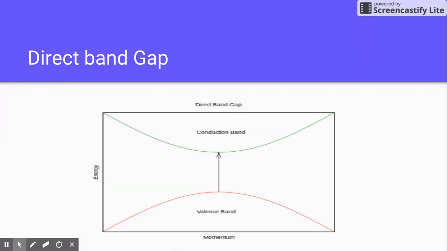Now observe this picture. This is an energy-momentum diagram of a direct bandgap semiconductor. If you observe this carefully, the maxima of the valence band and the minima of the conduction band are aligned with respect to the momentum vectors. That is, they are in the same position with respect to the momentum vector. With respect to the energy vector, the conduction band is above the valence band, and that difference is given to us by the band gap.